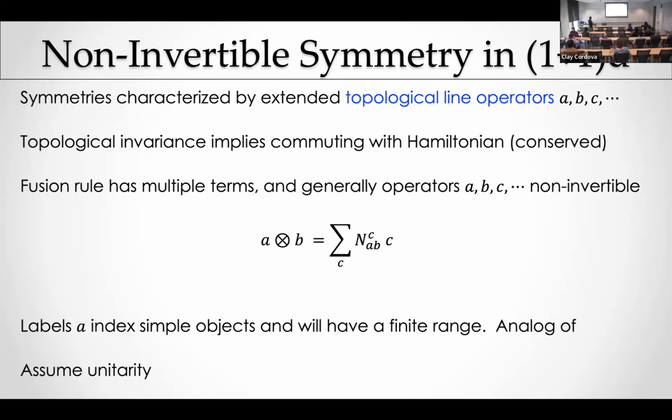Okay, so some technical details. This label A indexes what you would call simple objects, simple lines, and it will have a finite range. So imagine there's some finite list of these topological operators. That was supposed to say analog of a finite symmetry. So we're studying the analog of a finite symmetry group, not a continuous symmetry group. And we'll assume unitarity throughout.